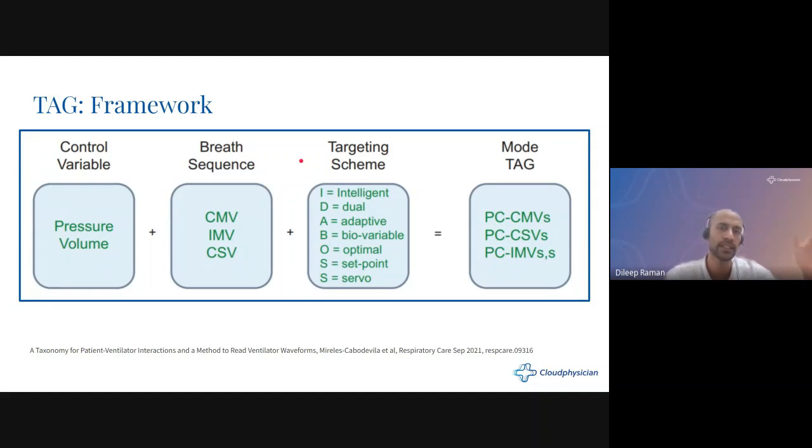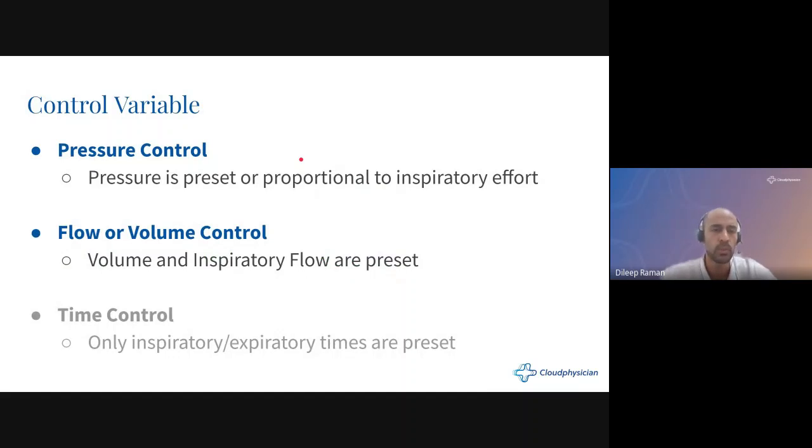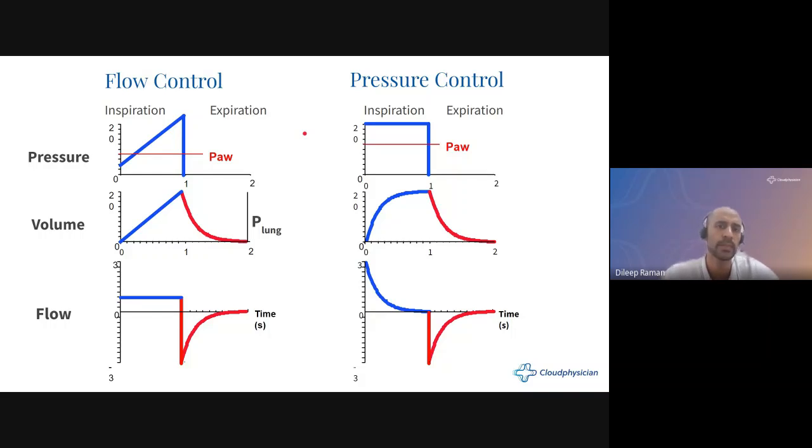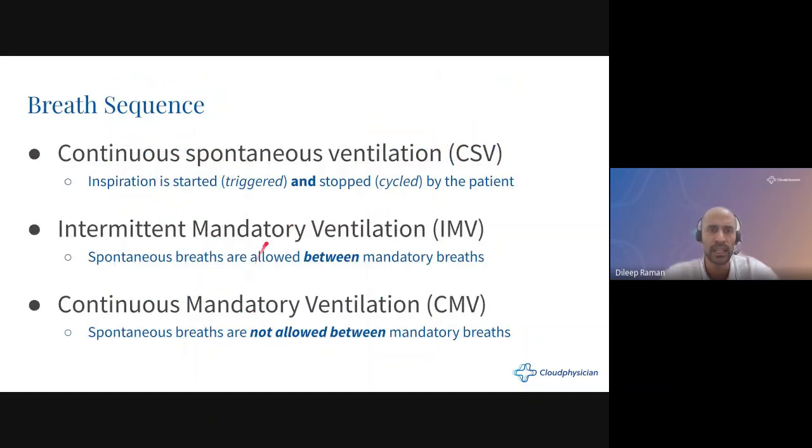So this is the first step, and the first step itself has 3 parts when you're trying to read a ventilator waveform. The most common ones are pressure control and flow or volume control. The first step is to decide the control variable, and you do that by looking at the graphics. On the ventilator waveform, if the pressure-time curve is a flat line, it's pressure control. If the flow-time curve is a flat line, it's volume control. Again, this is a recap, so I'll be a little bit quick here.